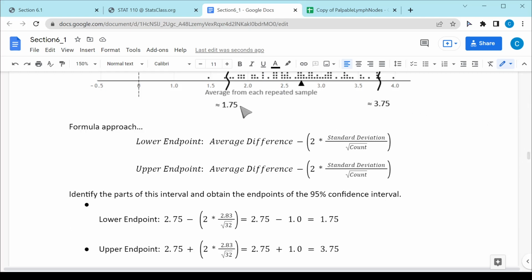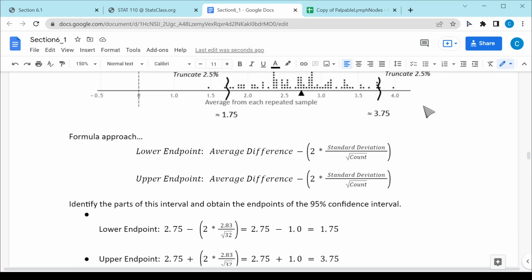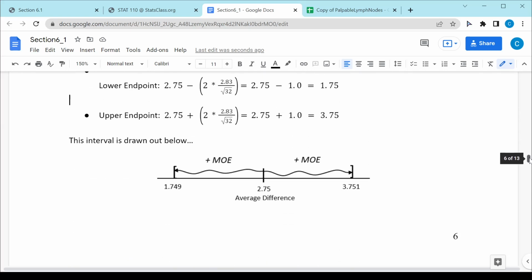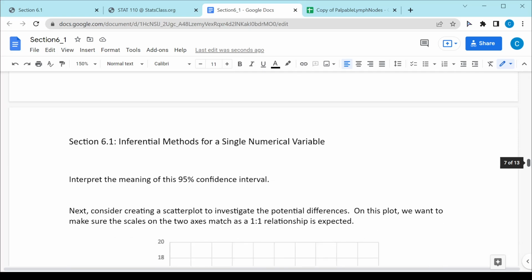Okay, so the lower endpoint's about 1.75, the upper endpoint's about 3.75. In between there, I'm going to get about 95% of my repeated averages, or my averages over repeated sampling. So that gives me a good idea of where my average is going to stay. That's what that interval is going to look like. It goes from 1.75 up to 3.75.